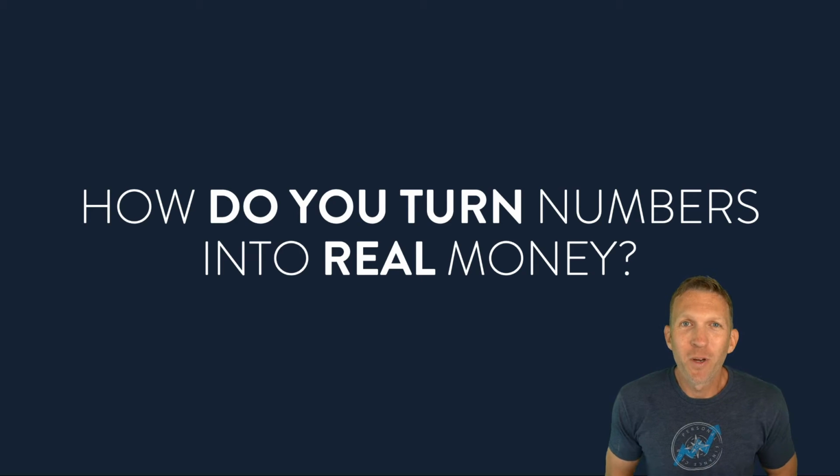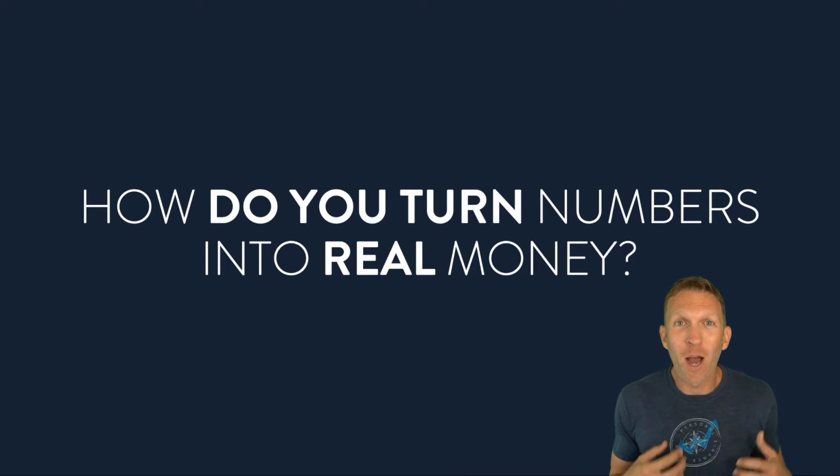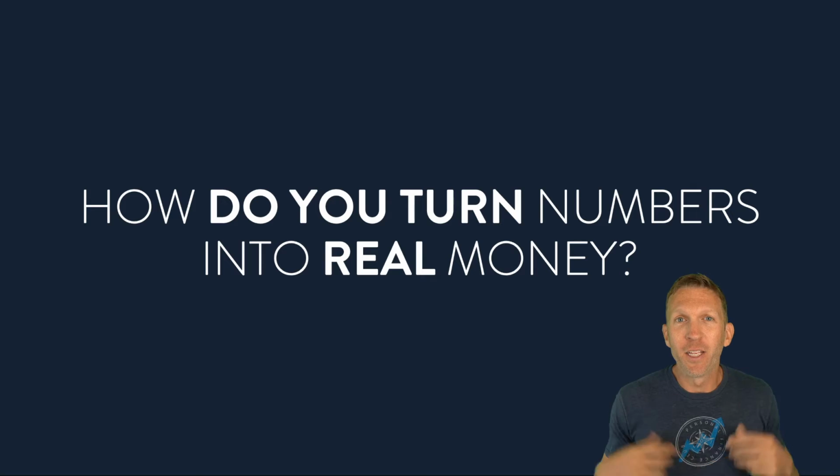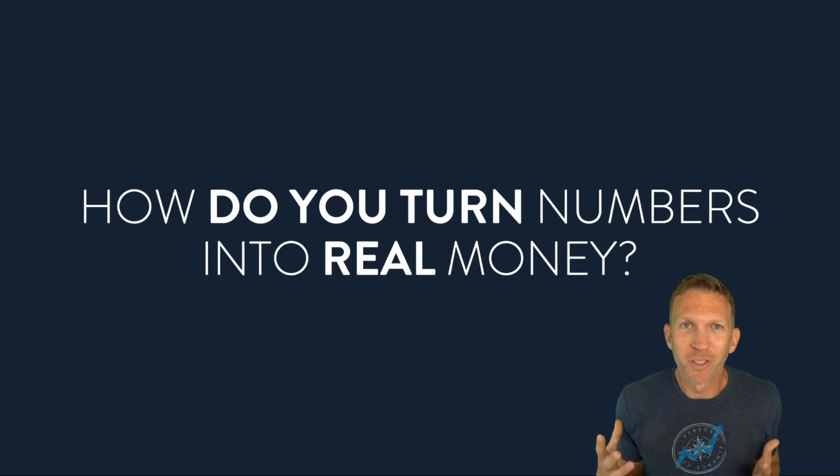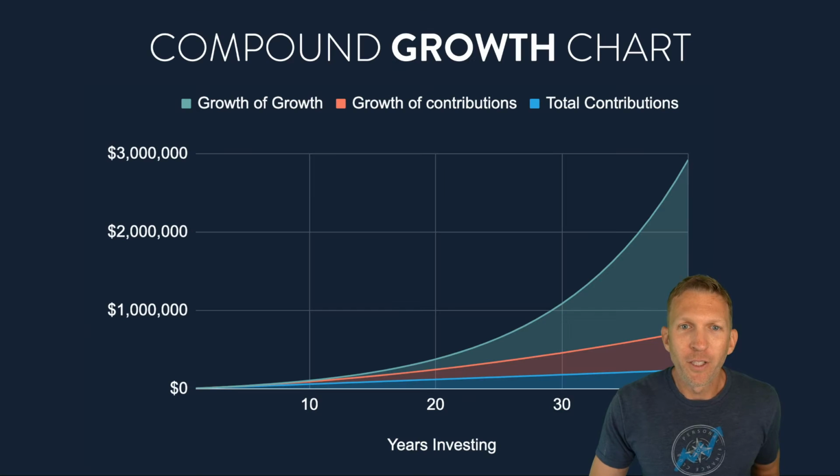All right, in the last video, we talked about the magic of compound growth and how investing early and often is so crucial to building wealth, but it was still very abstract. They're still just numbers. And so the question is, how do you turn those numbers into real, actual money? Here's that compound growth chart. You can see investing $500 a month for 40 years turns into almost $3 million. But again, those are just numbers. What does real life look like?